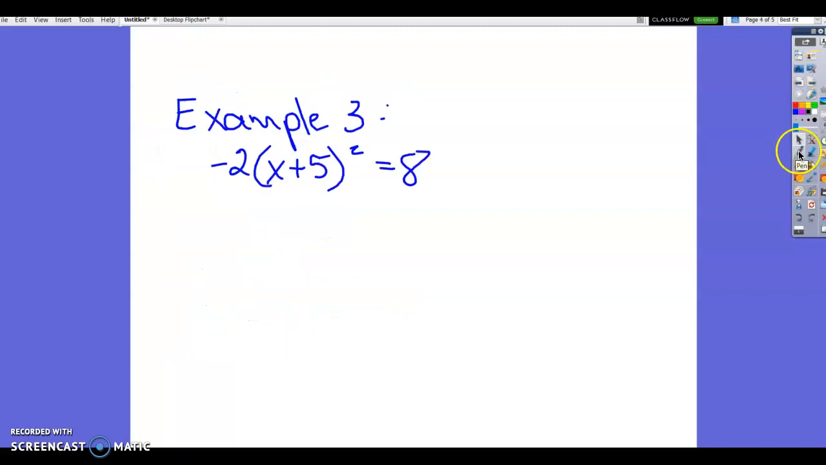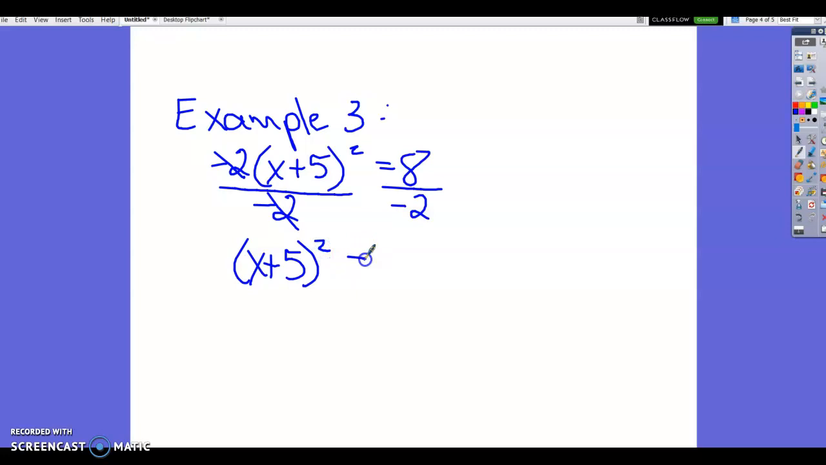All right, let's look at this one. This one has a number outside the parentheses. So now we have to get rid of that number first by dividing. That's multiplication, so the opposite or the inverse operation is division. So we're going to have (x plus 5) squared equals 8 divided by negative 2, which is negative 4. Now we're going to take the square root of both sides to get rid of that squared term. So we have x plus 5 equals the square root of negative 4.